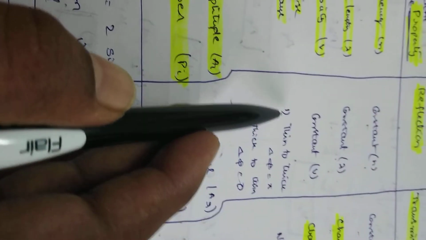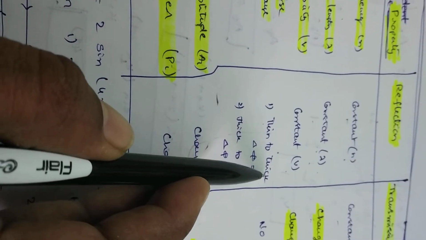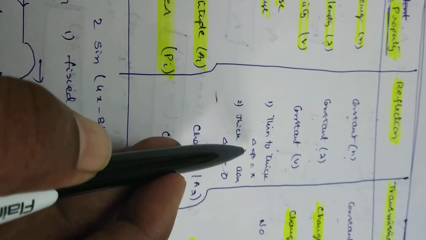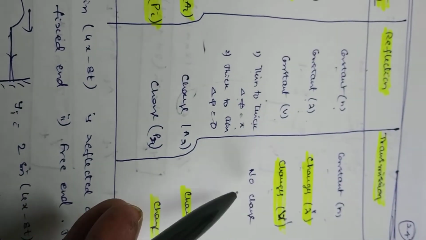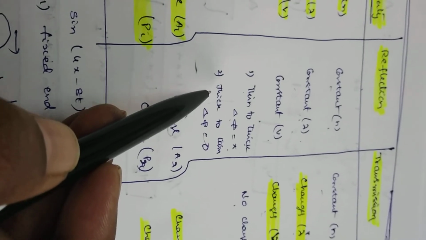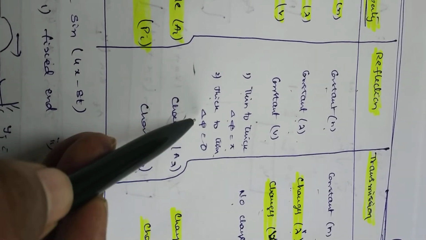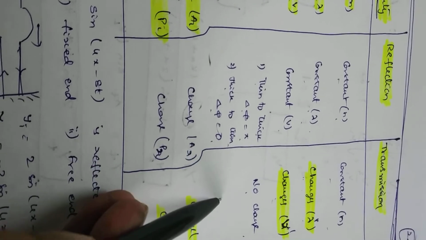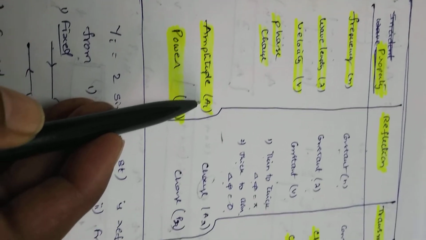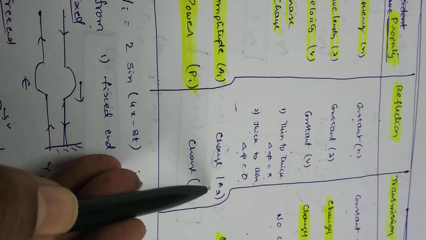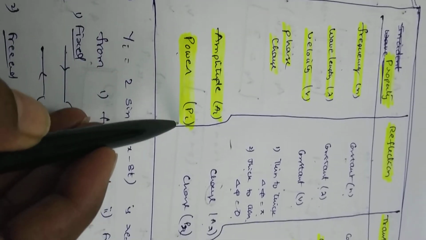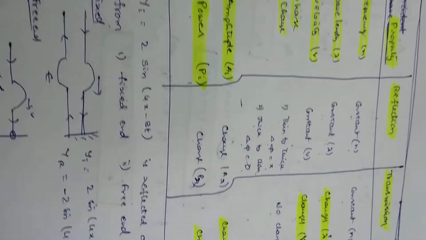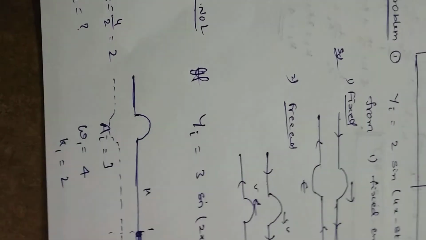Phase change: when the wave is traveling from rarer to denser, phase change is equal to π in case of reflection. Phase change in case of incident and transmitted is equal to 0. If the wave is going from denser medium to rarer medium, phase change is equal to 0 in case of reflection. Here there is no change. Amplitude: here it will change as Ar. It will change as At. Power changes by Pr, and this is Pt. Okay? Right. Here there is one example, very important.